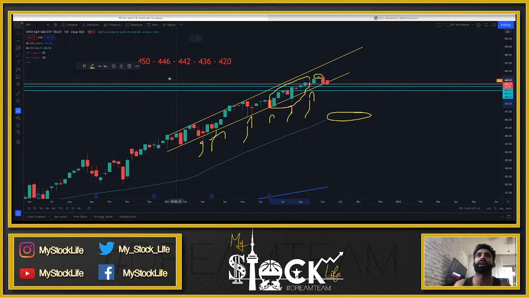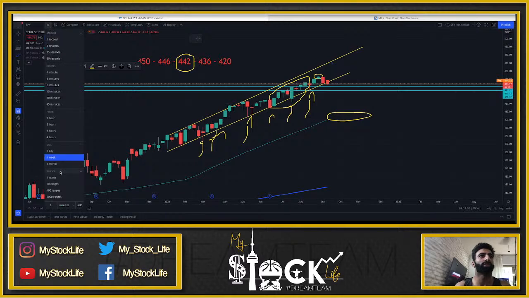But for now, on SPY, 442 is a must hold. And then to the upside, obviously we have 450 if we do reverse and we continue going in an uptrend. But just know these levels. 442 is the most critical one. Been saying this for the last 2 weeks, ever since we hit 450. So 442, keep an eye on it.